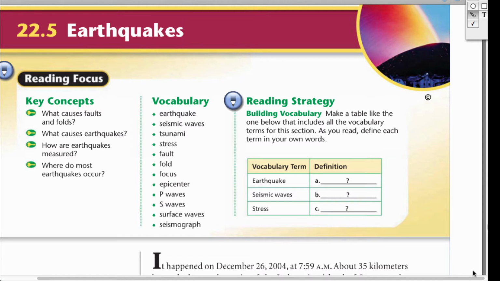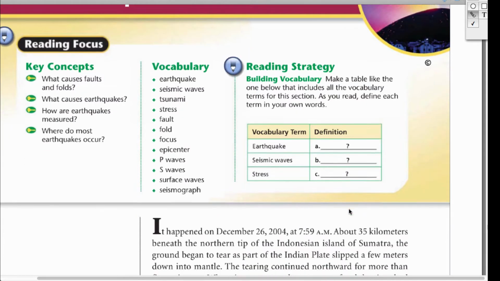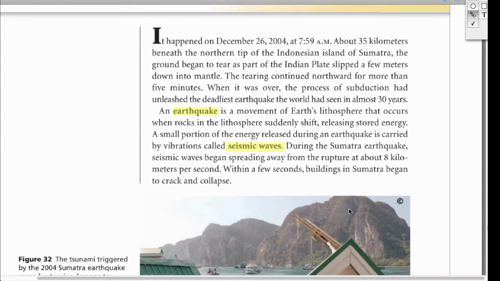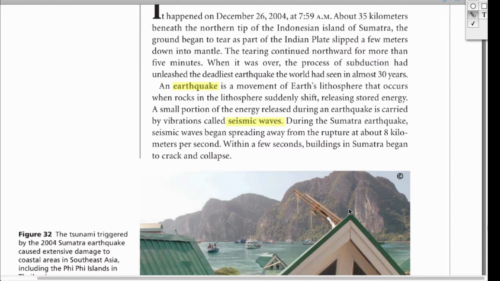All right, class, let's look at 22.5 as we talk about earthquakes. We have alluded to earthquakes already, but let's dive into this in a little more detail. When an earthquake occurs, it's due to the movement of the Earth's surface, the movement of those plates, and specifically because pressure has been building up and that pressure is released. So when there's a sudden shift releasing a bunch of stored energy, you're going to get an earthquake.